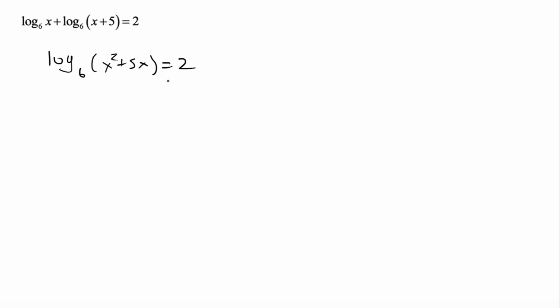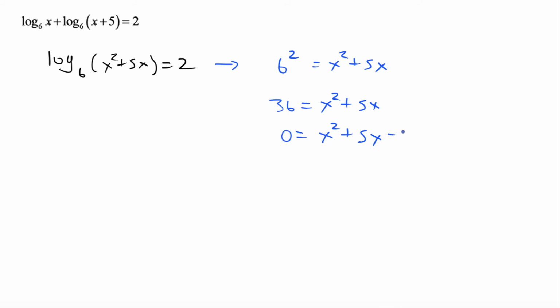So from here, we can convert this into its exponential form. Well, what is the corresponding exponential form here? We get 6 squared, 6 to the second power, is equal to x squared plus 5x. Now we have a quadratic equation that we should be able to solve. So let's simplify everything. Let's subtract the 36 over. So we get 0 equals x squared plus 5x minus 36.